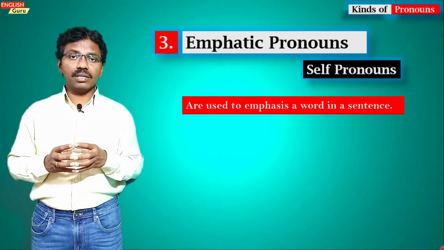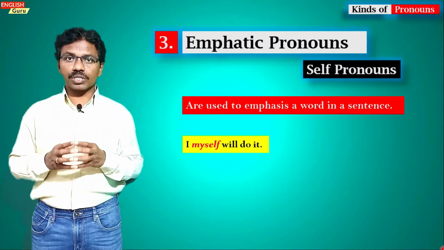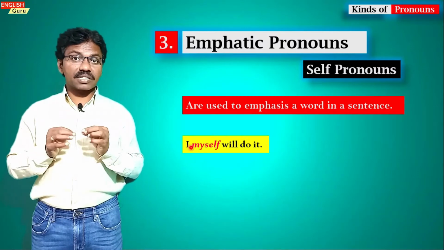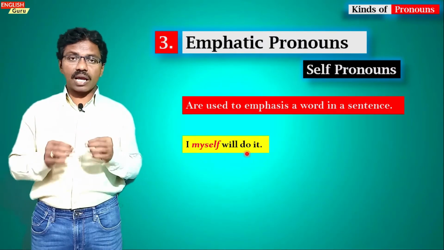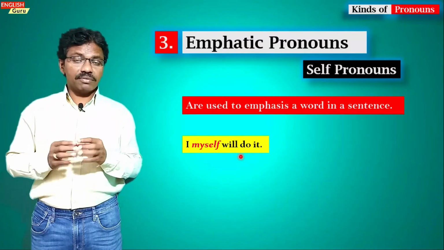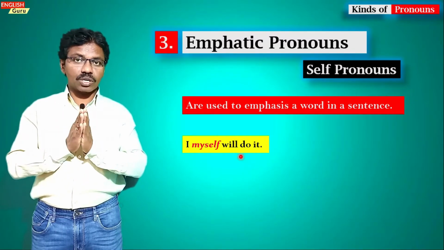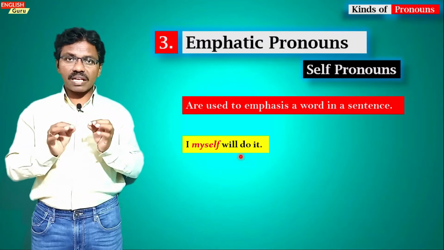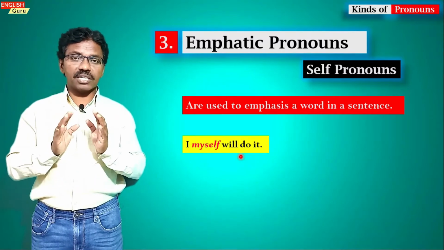For example, I myself will do it. Here, myself is emphasizing, not anyone else. I myself will do it. So here we are emphasizing that particular work, myself. That's the reason the word myself is called an emphatic pronoun.